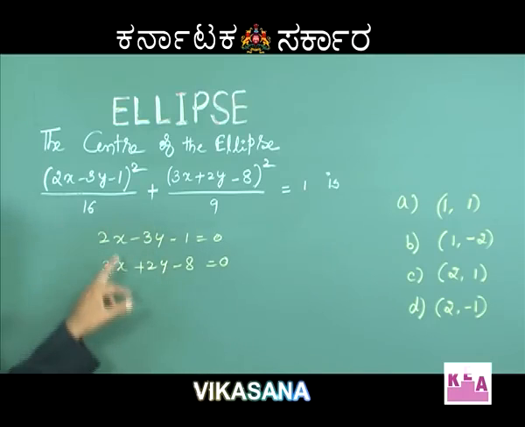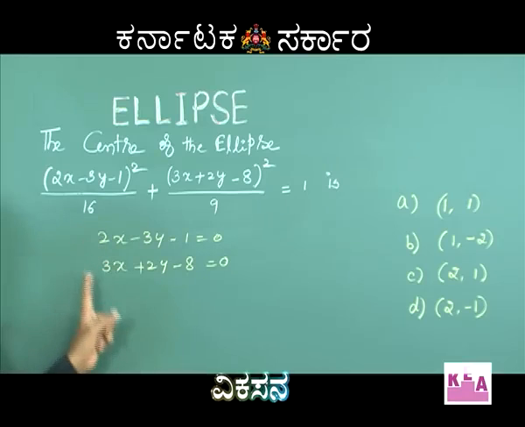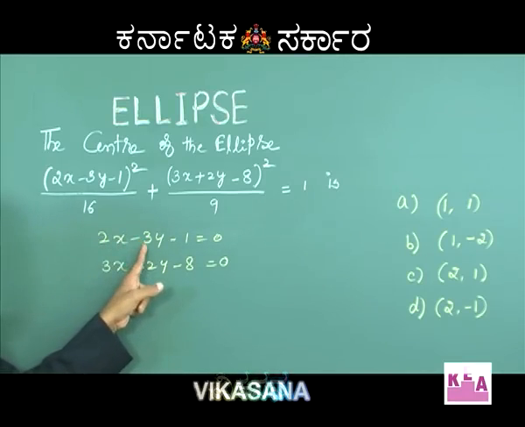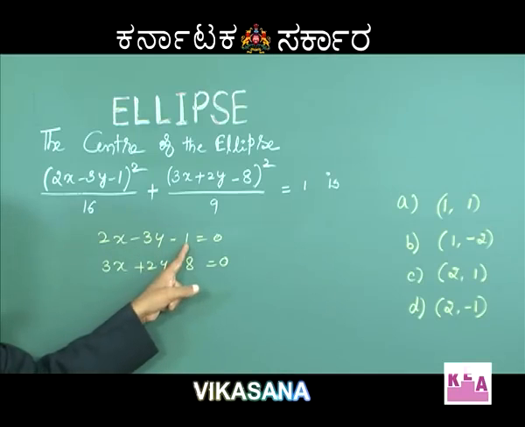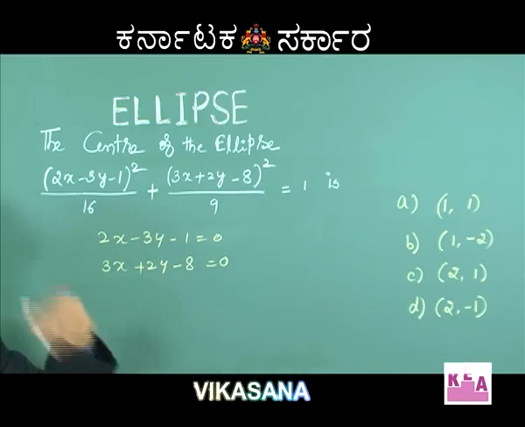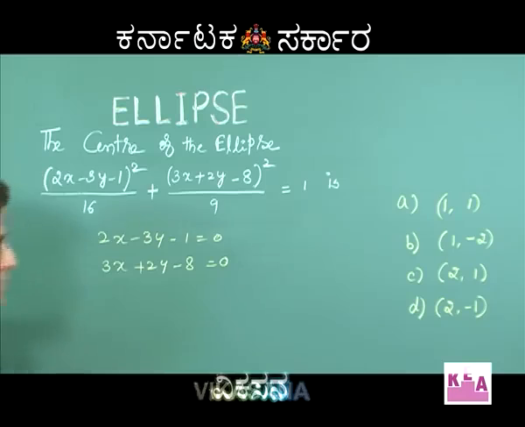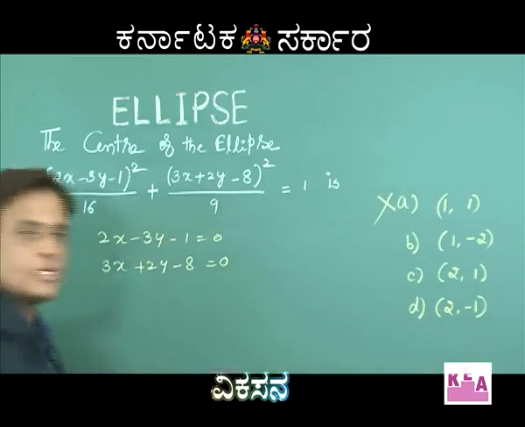So check it out. First option, we will check this. Does the first option satisfy both or not? 2 into 1, 2 minus 3, 2 minus 3 minus 1 minus 1, that is minus 2, is equal to 0, not correct. Finish, no need to check further; we can directly rule out option A.